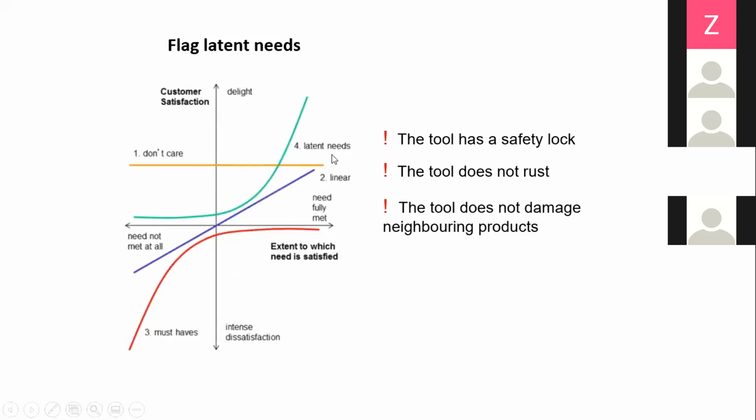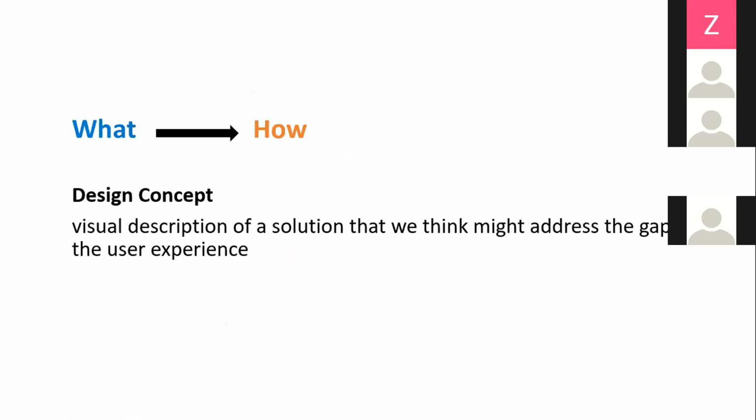Flag the latent need. So just putting some kind of a mark like a star or something on the needs, for example that the knife has a safety lock, it does not rust, it does not damage. So maybe these are the latent needs for this particular user. So identify and flag those so that you don't miss out in the process.